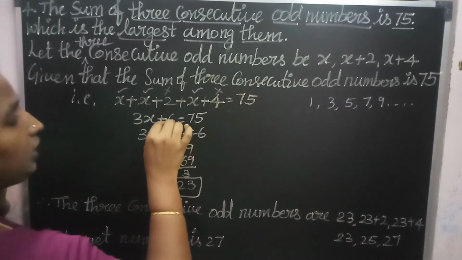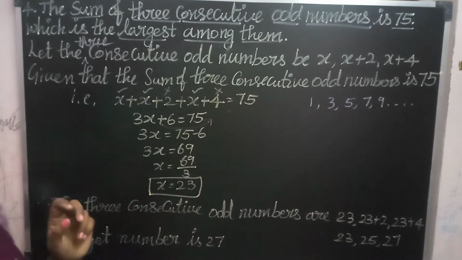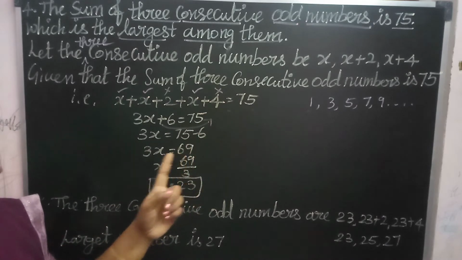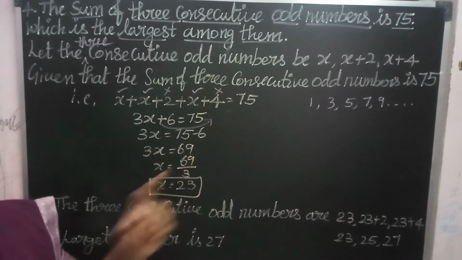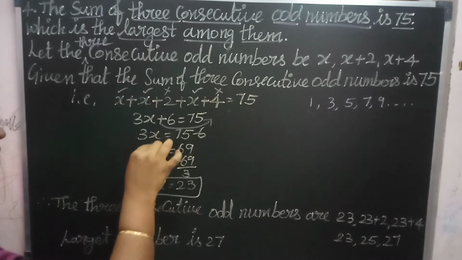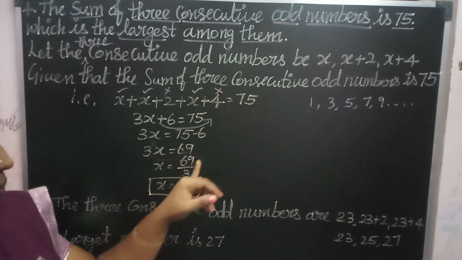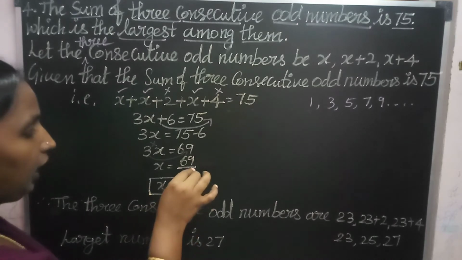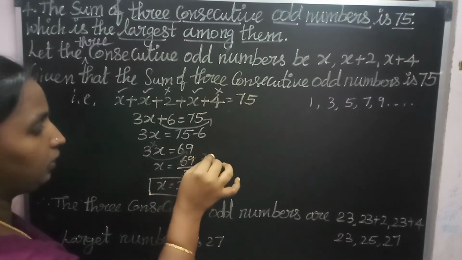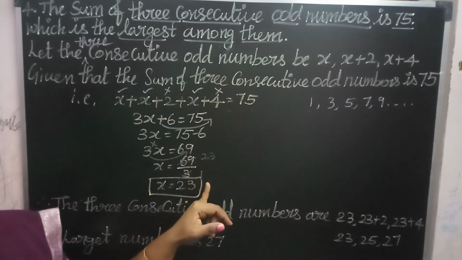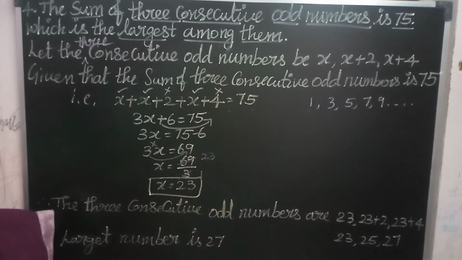I am going to send this plus 6 to the right hand side. I will get minus 6. 75 minus 6, I will get 69. So 3x equal to 69. 3 into x goes to the RHS, it will divide. So x equal to 69 by 3. Here you can cancel. 3 ones are 3, 3 twos are 6, 3 threes are 9. So we will get x equal to 23 divided by 1, which is nothing but 23. So x equal to 23.